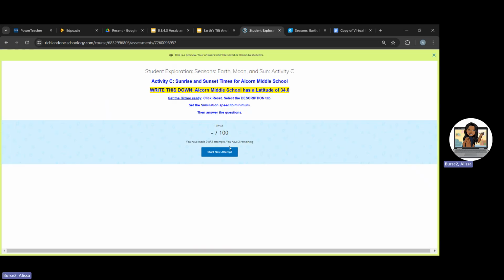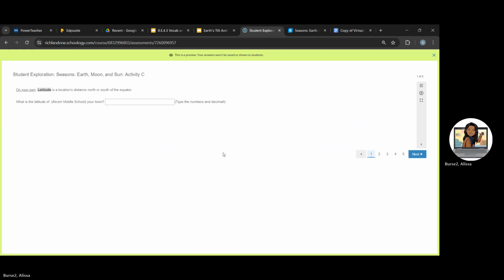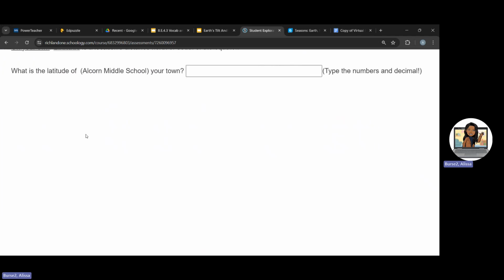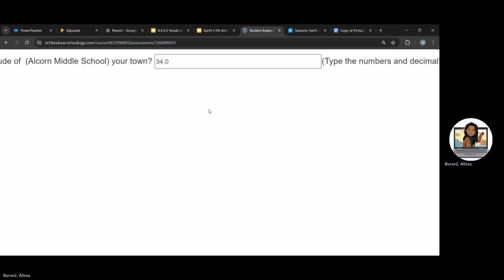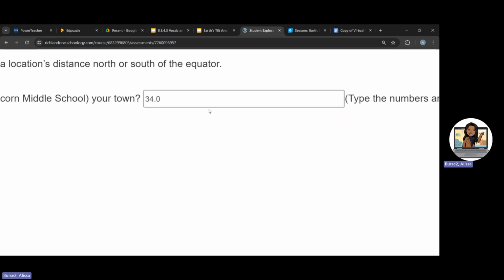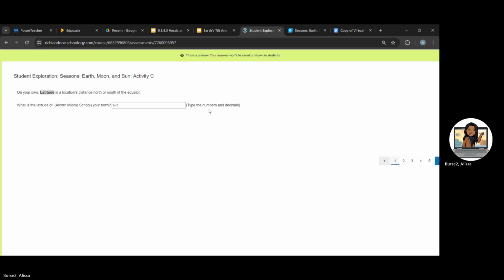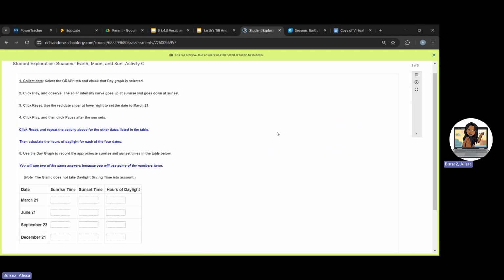Let me hit to this preview. Notice that I write this down. Alcorn Middle School has a latitude of 34.0. So the very first question, I don't know if y'all can see that. What is the latitude of Alcorn Middle School, your town? Type this in with the numbers and the decimal. So I am expecting to see this. It's going to grade it automatically, so hope y'all pay attention to how to type it. Just wanted to make it a little bigger for your screen. Let's see who pays attention on that one. All right, and we're walking.